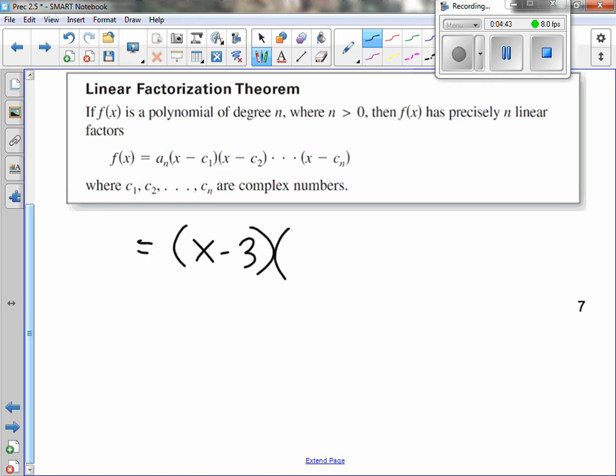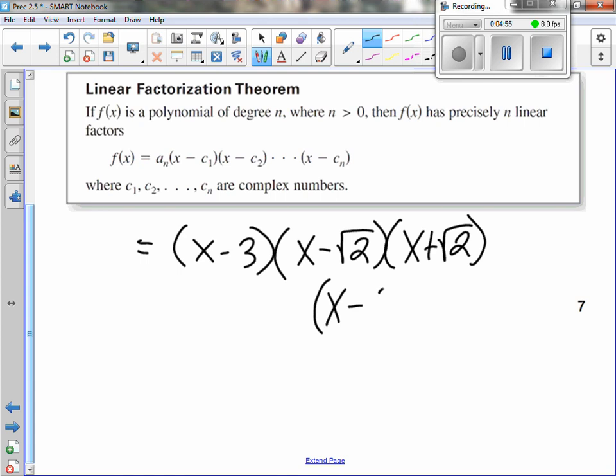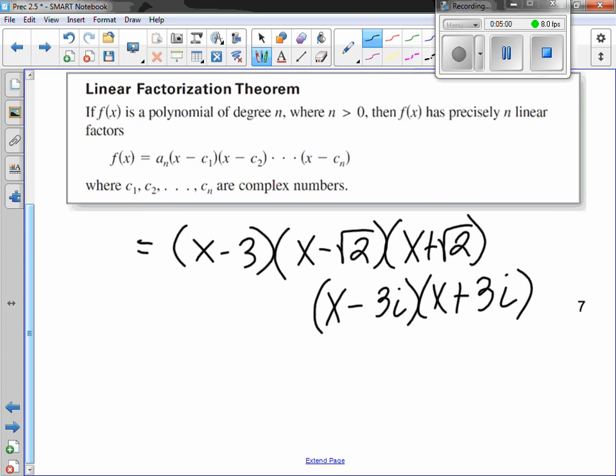Those are linear factors. We've done those before, yes? We can also say x minus the square root of 2 and x plus the square root of 2, because we can have irrational. x minus 3i, x plus 3i, we can have complex. So we can have any of these here, and we can write them as linear factors. And we should always have the degree n, where n is greater than 0, has exactly n factors. 1, 2, 3, 4, 5. This is degree 5 because we have 5 of them. That's all that's saying.